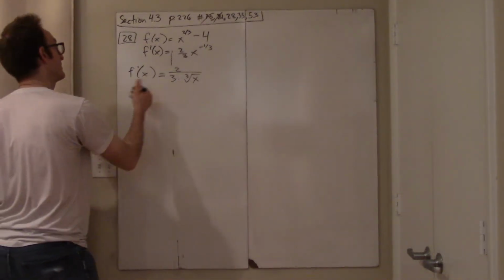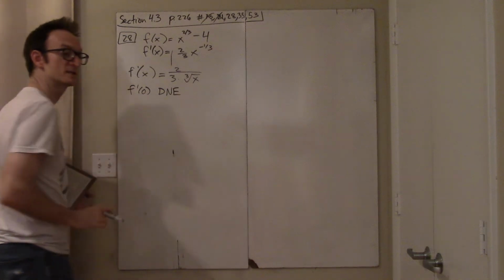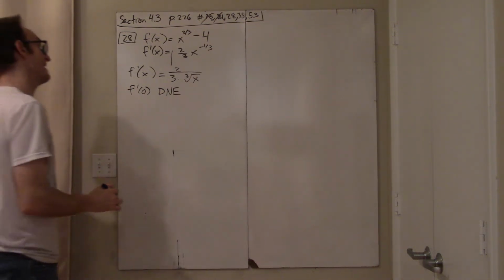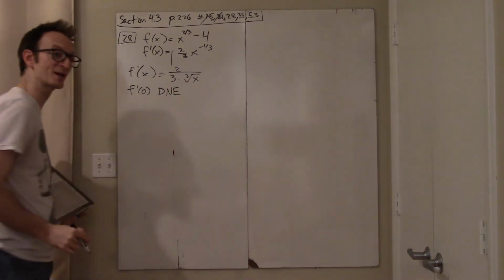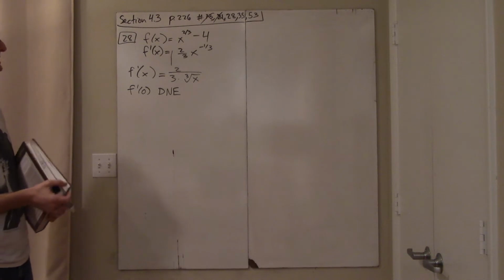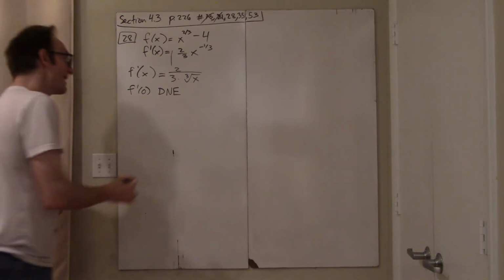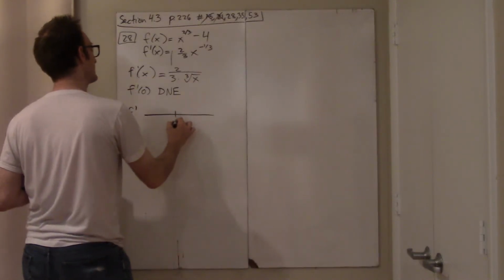That's 0. F prime of 0 does not exist. And so 0 is a critical number. And if we look at that critical number, we're not sure exactly at this moment whether there's a relative min or max there. That's why we now perform a sign analysis on that derivative.